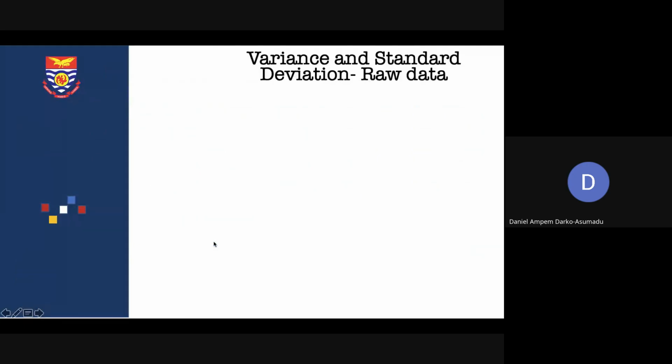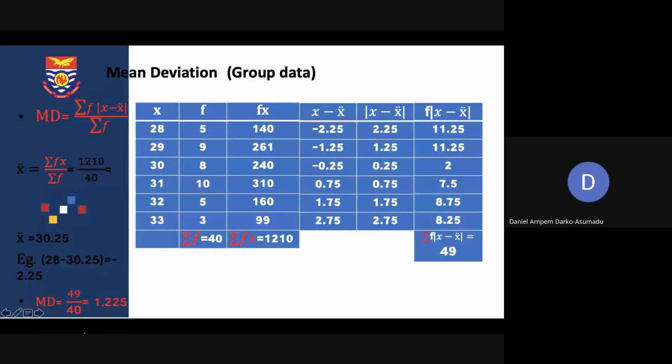Once we're able to do that, we get MD is equal to 49 over 40, which is 1.225. So the individual scores deviate from the mean by 1.225.